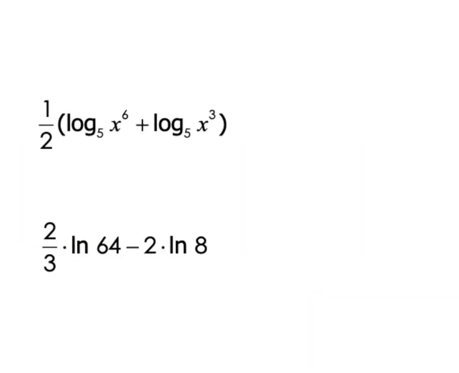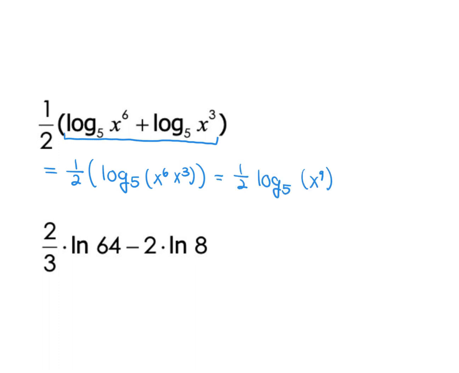Here we have 1/2 times the sum of 2 logarithms. So what we're actually going to do is simplify inside the parentheses in this specific problem because they're inside the parentheses already. So I'm going to use the product rule first. So it'll be 1/2 log base 5 of x to the 6th, x to the 3rd, which will be 1/2 log base 5 of x to the 9th, which is log base 5 of x to the 9th to the 1/2 power. So then this will be log base 5 of x to the 9/2.